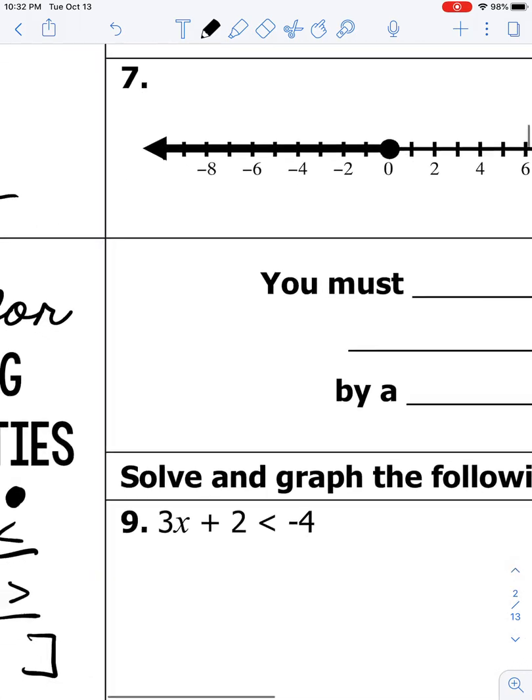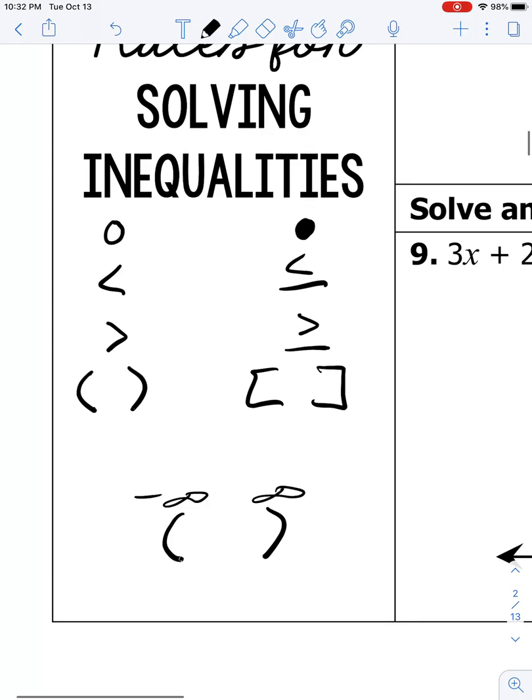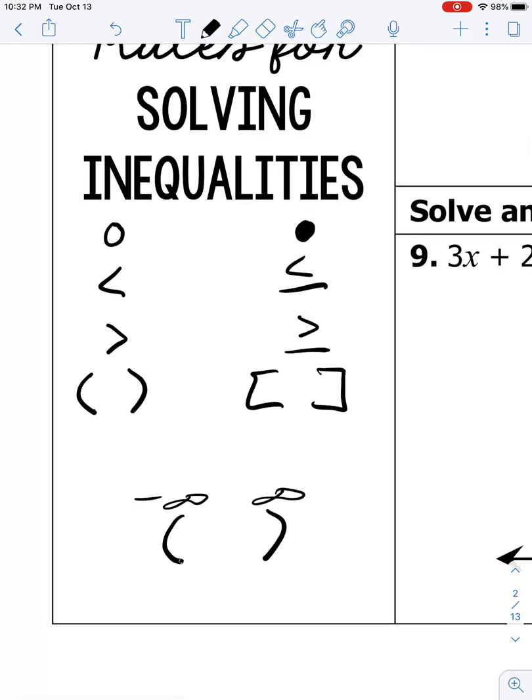And remember, this is why I gave you these notes right here. This stuff right here that I'm on right now, this is for the interval notation. It's the whole reason why I gave it to you. All right?